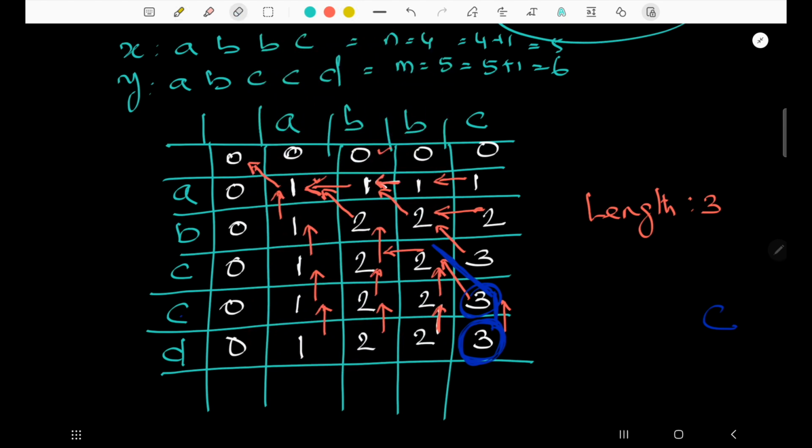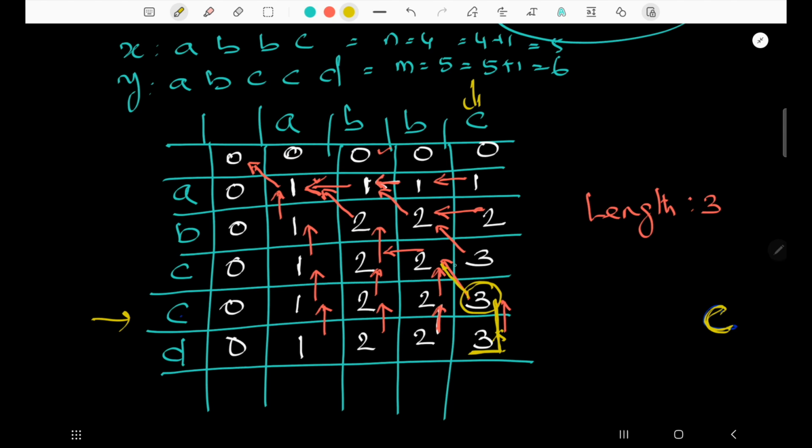The concept is nothing. See here, I explain once again. I start from here, number 3. This 3 is not pointing the arrow mark toward the diagonal, it is going upward, so we should not mark this 3. So just go there. But this 3 is pointing the arrow mark diagonally, so we need to mark this one. What is the mark? Here C and C. So the last character, the last term, is C.